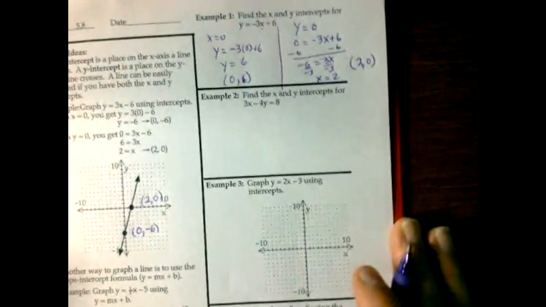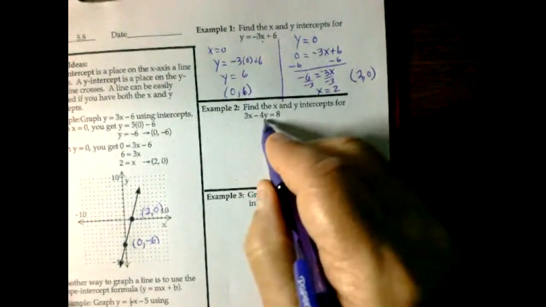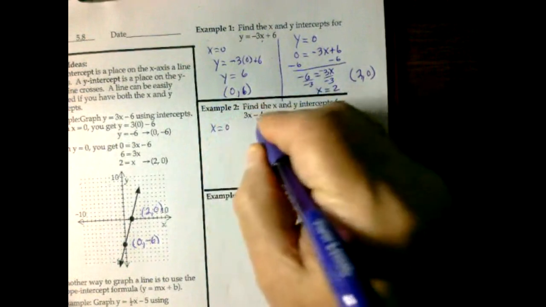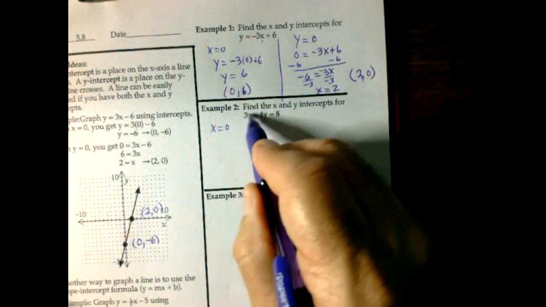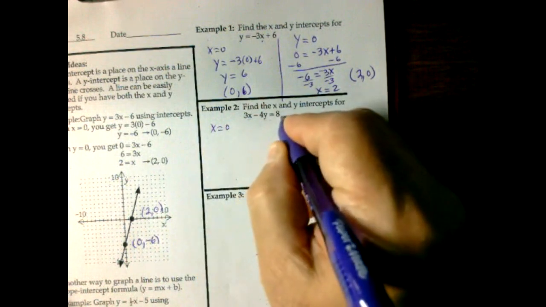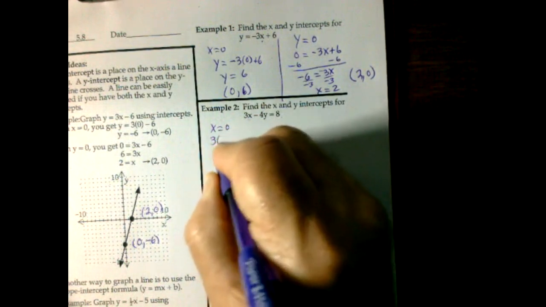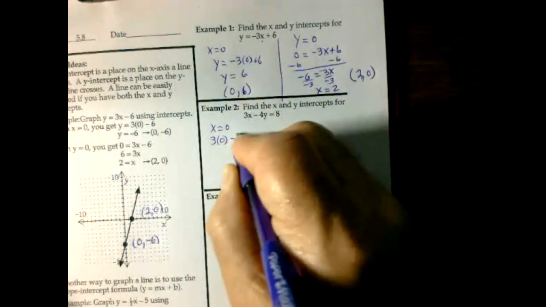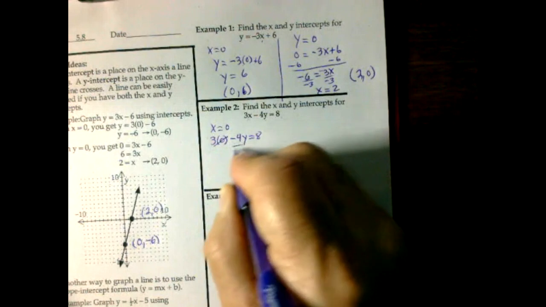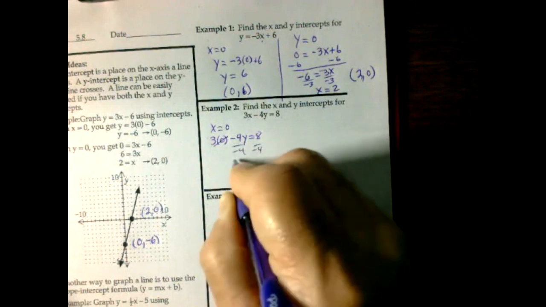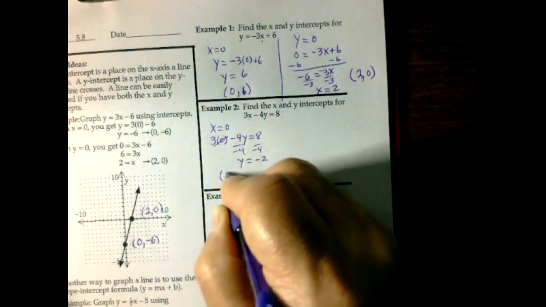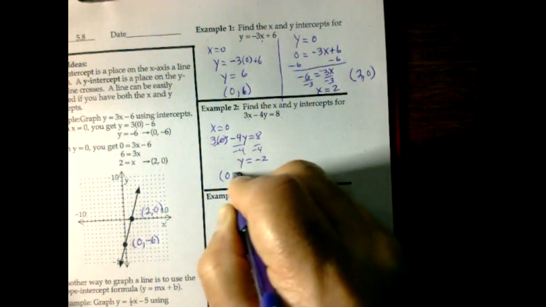All right, now here we do the same thing. We have to plug in x equal to 0 to get the y, and that's going to create 0 here, and all I have is -4y equals 8. Let me show you. 3 times 0 minus 4y equals 8. That drops out. Divide by -4, and y is -2. Coordinate here is 0 and -2.